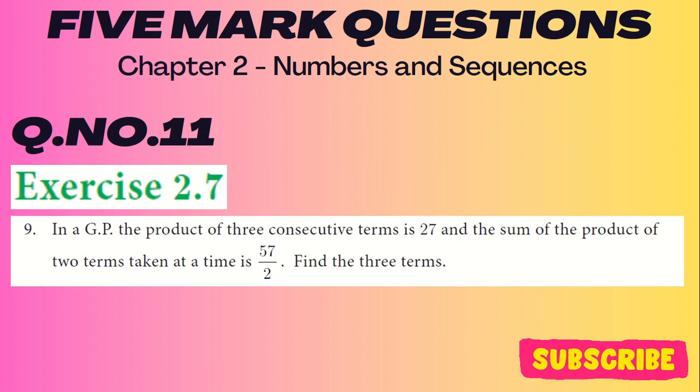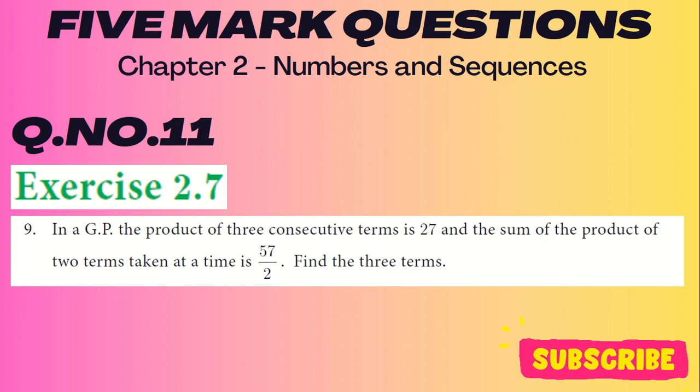The next one is question number 11. Exercise 2.7, ninth sum. In a GP, the product of three consecutive terms is 27 and the sum of the product of two terms taken at a time is 57 by 2. Find the three terms.